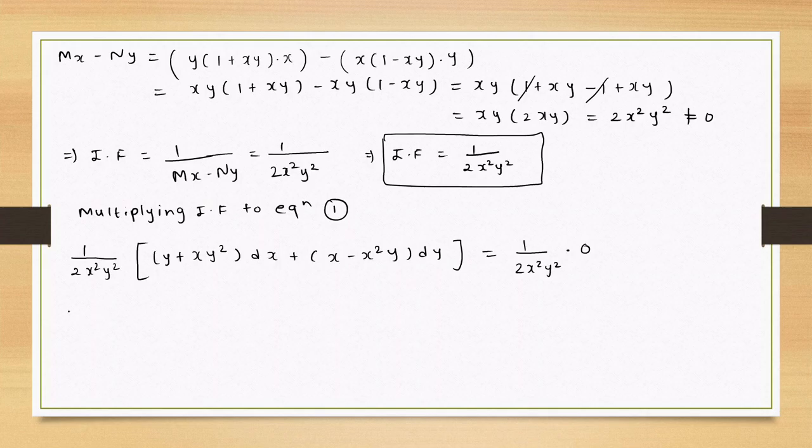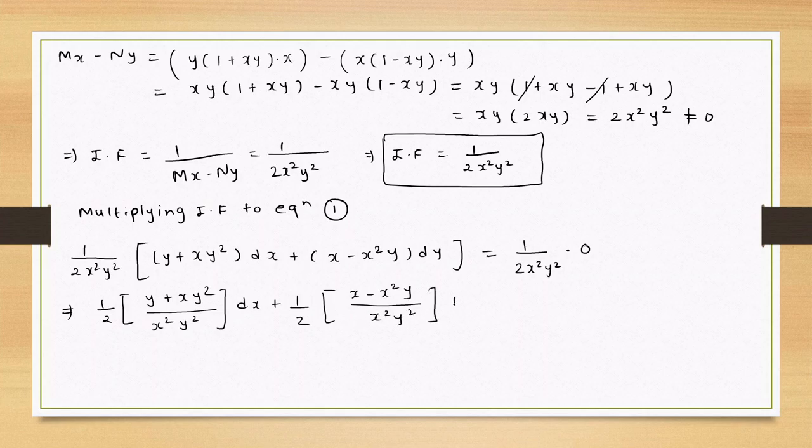is equal to 1 upon 2x square y square into 0. So 1 upon 2 into (y plus xy square) upon x square y square dx plus 1 upon 2 into (x minus x square y) upon x square y square dy is equal to 0.